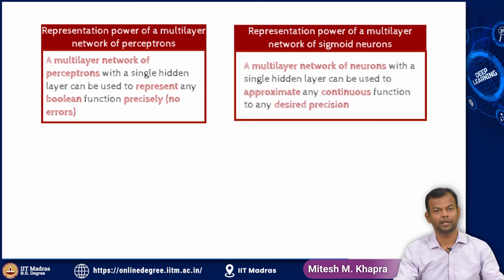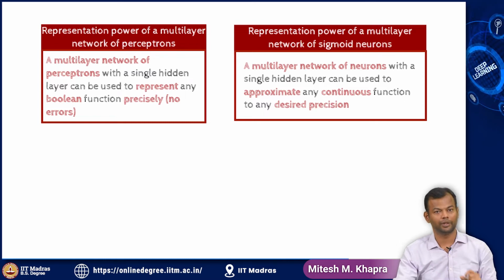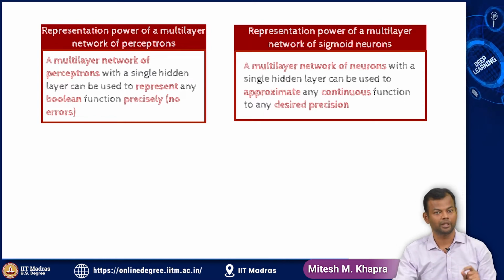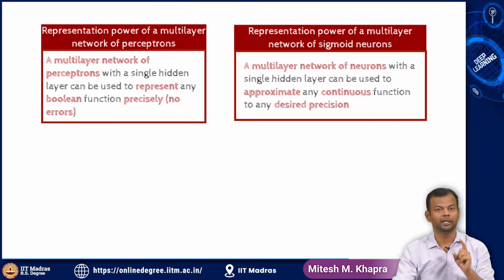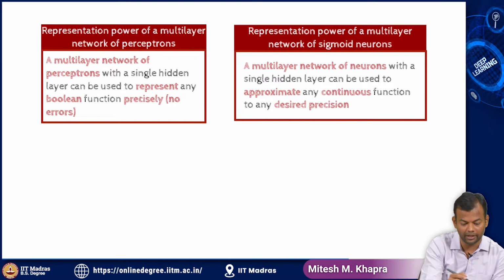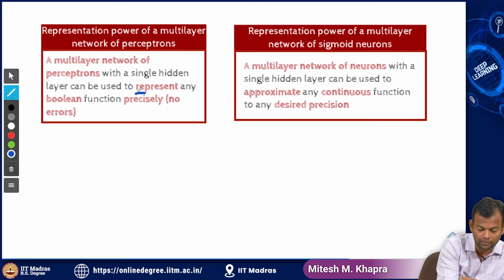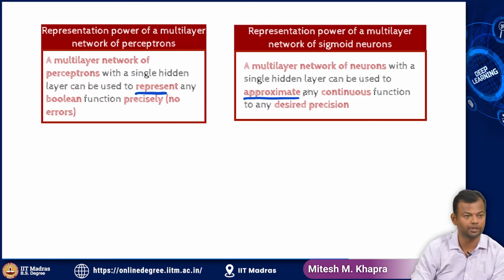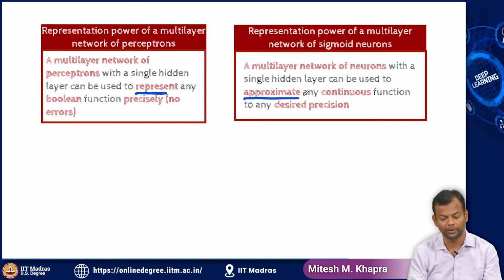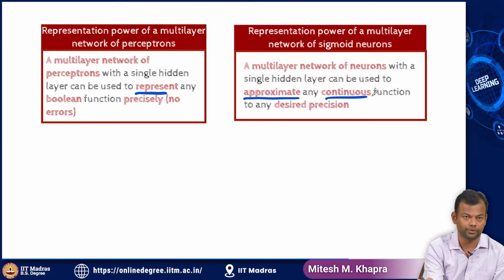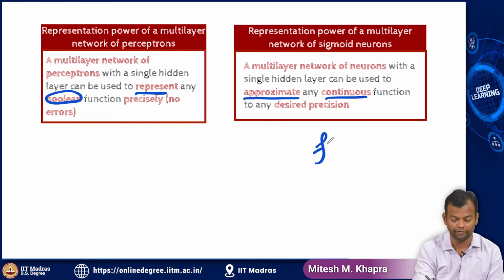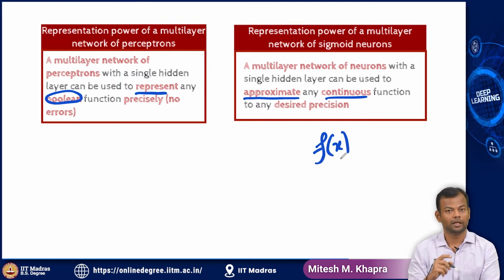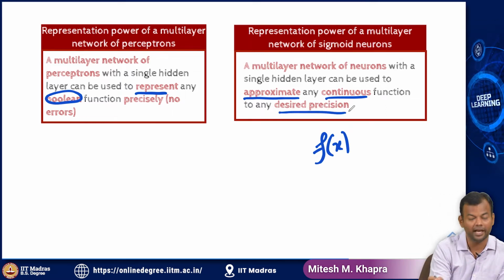Now my intention is to make a similar statement for a multilayer network of sigmoid neurons. And the statement is: a multilayer network of neurons with a single hidden layer, so far so good, it's the same as what I see on the left hand side, can be used to approximate. Okay, now here is where the differences start. So this was represent, now I'm saying approximate. That means that it's not going to be exactly equal. Any continuous function, this is good news, because here I was only talking about Boolean functions. Now any continuous function, any function f of x which is continuous, I can approximate it to any desired precision.